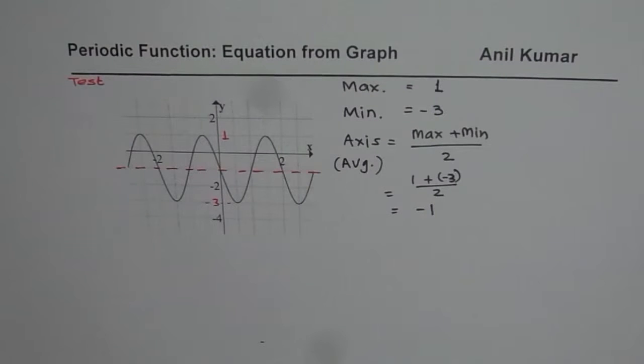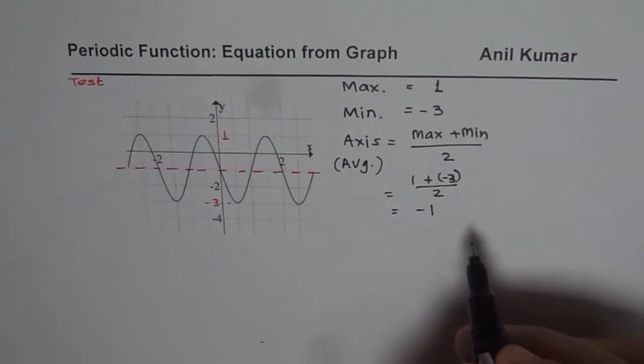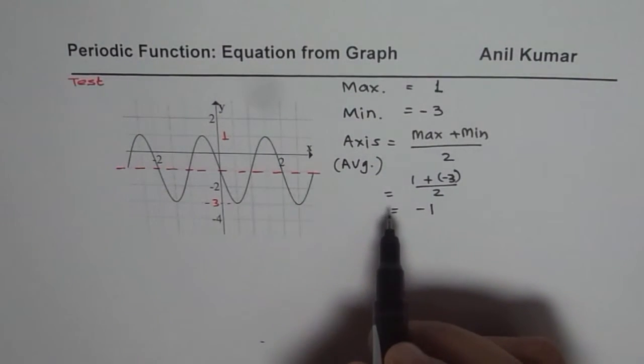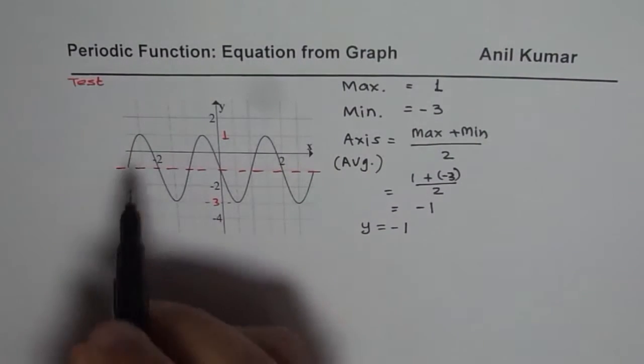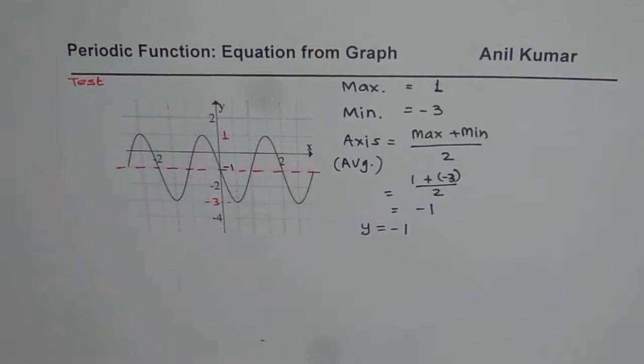Is that okay? Now, as you can see, this axis is a horizontal line. We normally prefer to write the equation of the axis. So sometimes whenever they say write down the equation of the axis, then you have to write y equals -1. See, the y value is -1 all throughout along the axis.